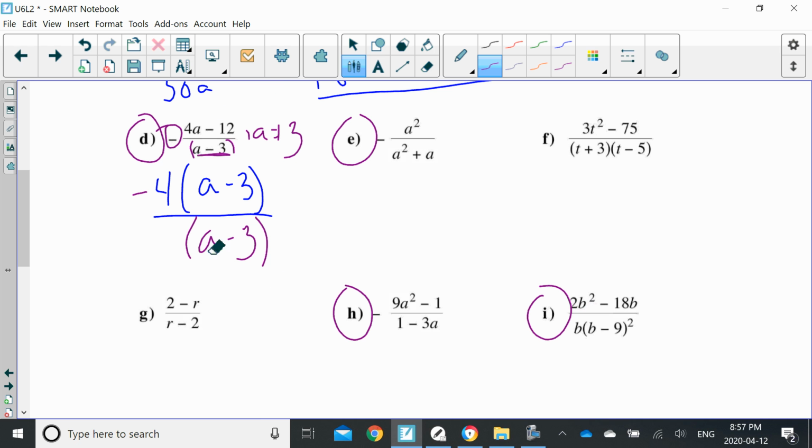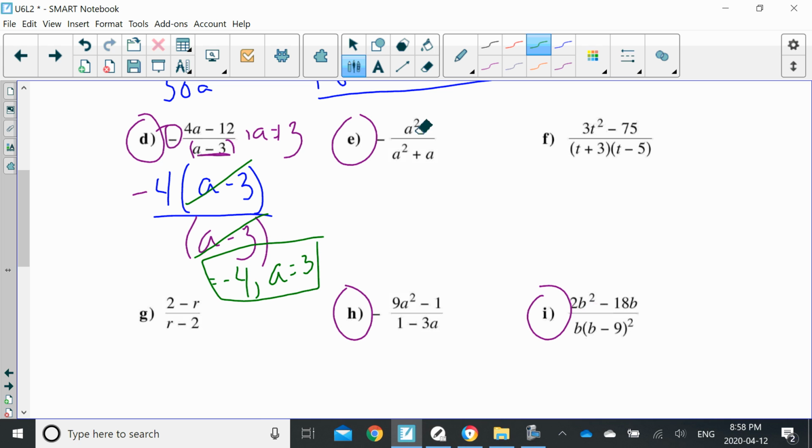I've simplified. Now I just need to reduce. So I need to cross out what can be crossed out. A minus 3 over a minus 3 crosses out. And I'm left with negative 4 as my answer, comma, a cannot be equal to 3.